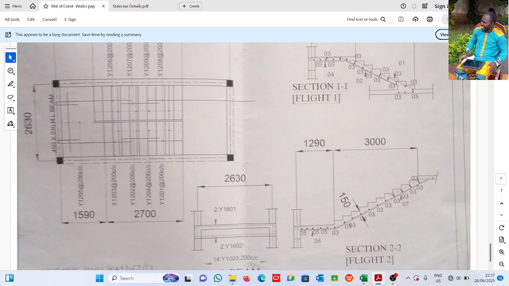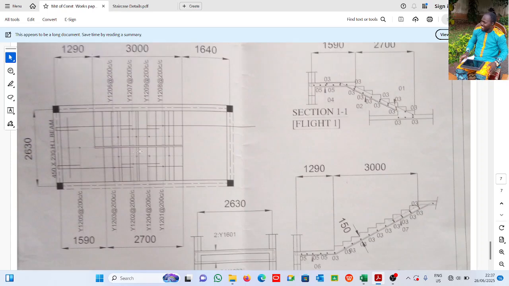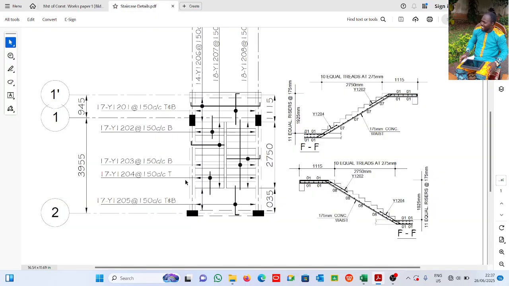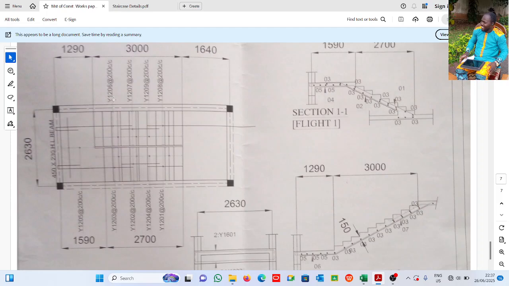Now in this case, I didn't use this drawing to do it. Let me tell you why. One is not too clear compared to this one, and you can see how sharp this one is. Everybody can see it. This is just white. See this, for instance, Y1206 at 200. How many Y12? We don't know.